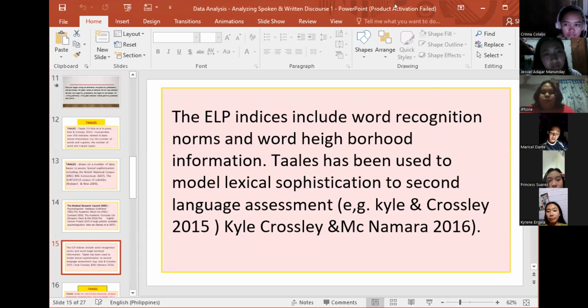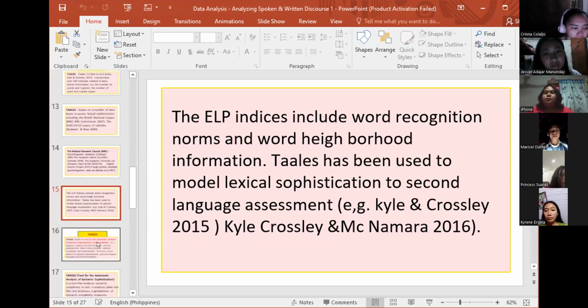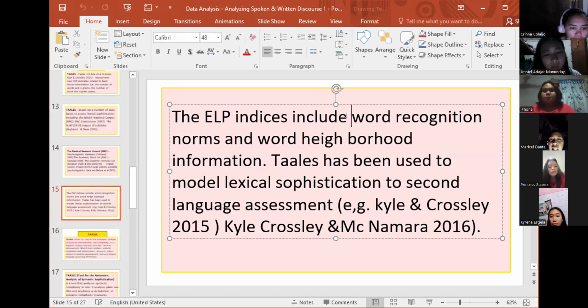The word recognition norm is the number of words that a person can recognize correctly on the basis of development for learning to read. For example, a child sees unexpectedly, and it means not expected. The TAALES indices include word recognition norms with a high word count and information. TAALES has been used to model lexical sophistication in second language assessment, Kyle and Crossley 2015, and Kyle, Crossley, and Berger 2016.